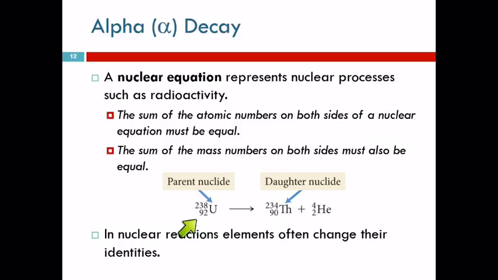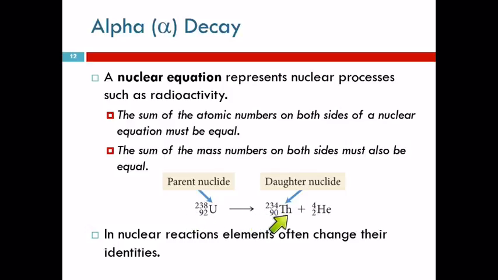So here we have an example. Here we have uranium-238. It's got 92 protons, and the mass number is 238. When it undergoes alpha decay, it spits out an alpha particle. And this is what's left. The mass number, 238, lost 4. So the mass number of this daughter nuclide must be 234, because 234 plus 4 has to equal 238. And it lost 2 protons, so the atomic number went down also. It went from 92 to 90.